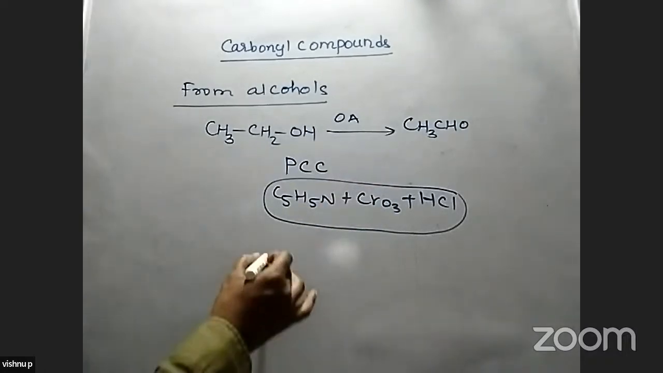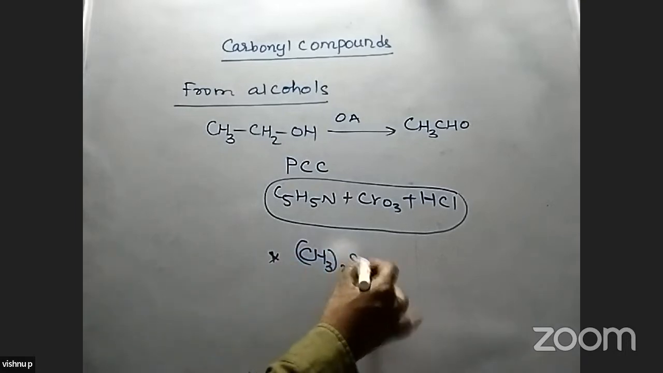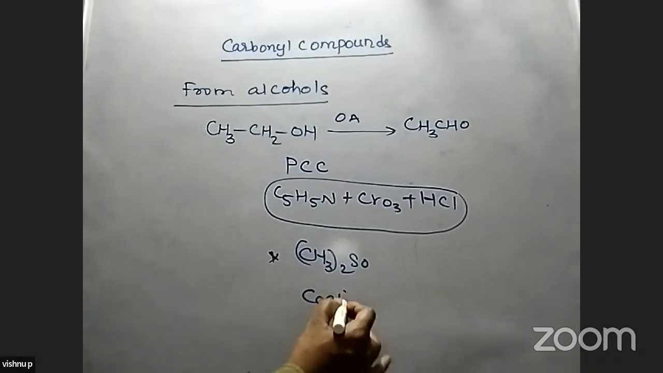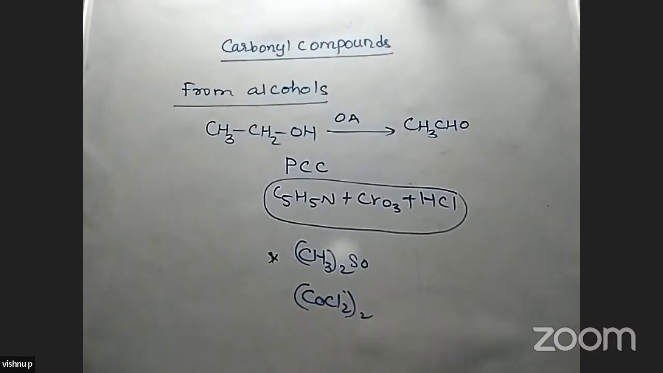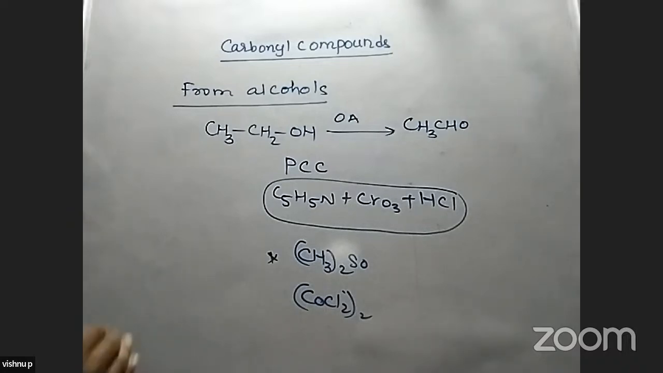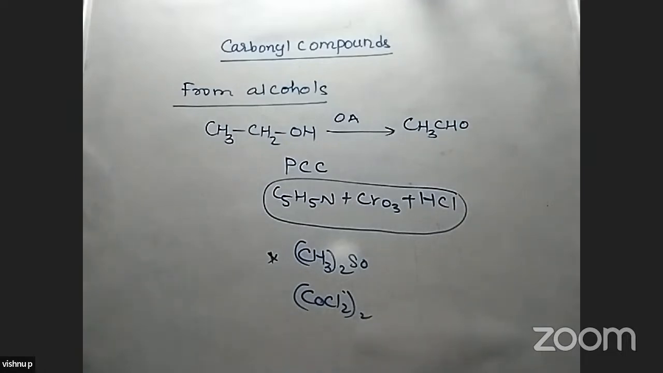Or we use one more compound also, dimethyl sulfoxide, along with oxalyl chloride, that is COCl taken twice, (COCl)2. This is called oxalyl chloride. So we use this reagent, or we use pyridinium chlorochromate also. So for primary alcohol, it is converted into the aldehyde stage only. Further oxidation is not possible.